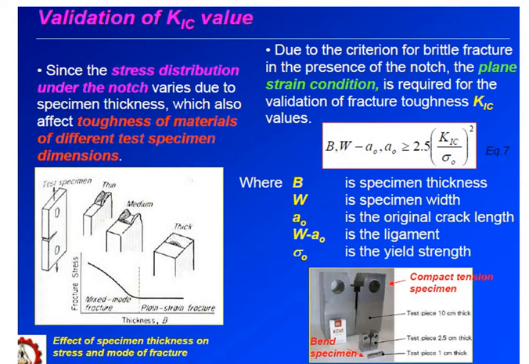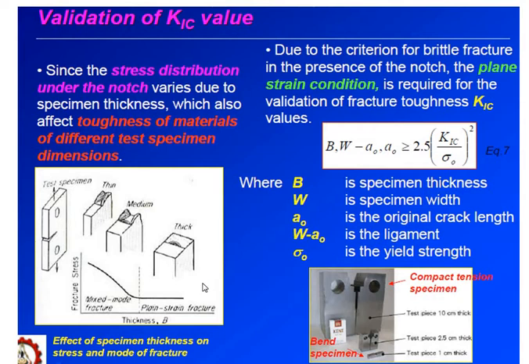This KIC is related to fracture toughness in a plane strain condition. So what is the minimum thickness requirement for the material? B is your thickness and W is the specimen width. What condition should B and W satisfy? B and W, related to the crack length a0, should be greater than or equal to 2.5 into KIC by sigma naught, the whole square. B is the thickness, W is the width.